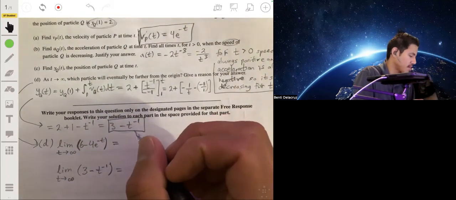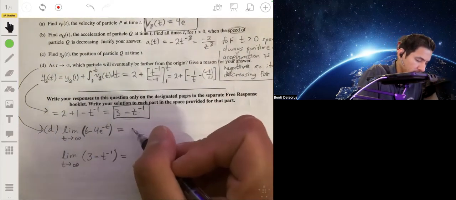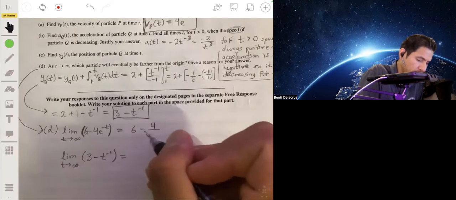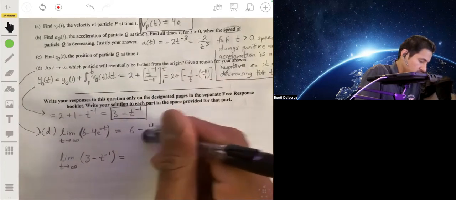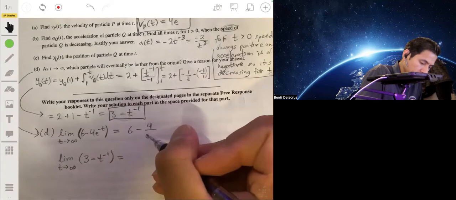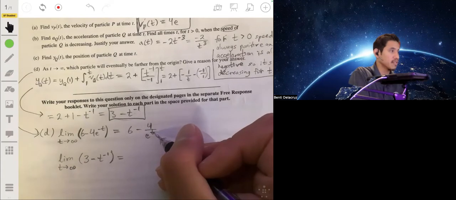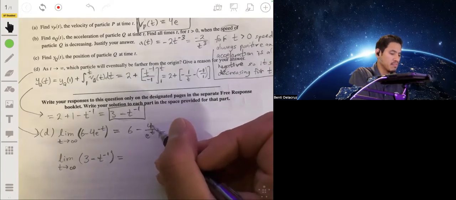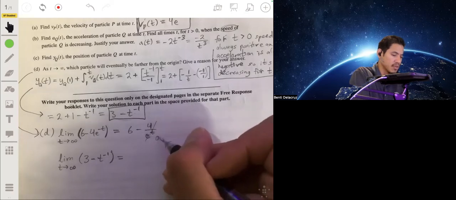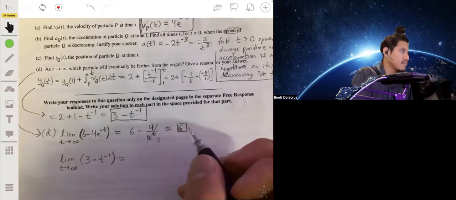All right, so from this, you can just use some intuition. So let me write this as 6 minus 4e to the negative t. If we're going to plug in a super large number for t, if we plug in infinity for t, this will just basically be like a 4 over a huge number, which will just be 0. And so this will be 6. So this will approach 6.